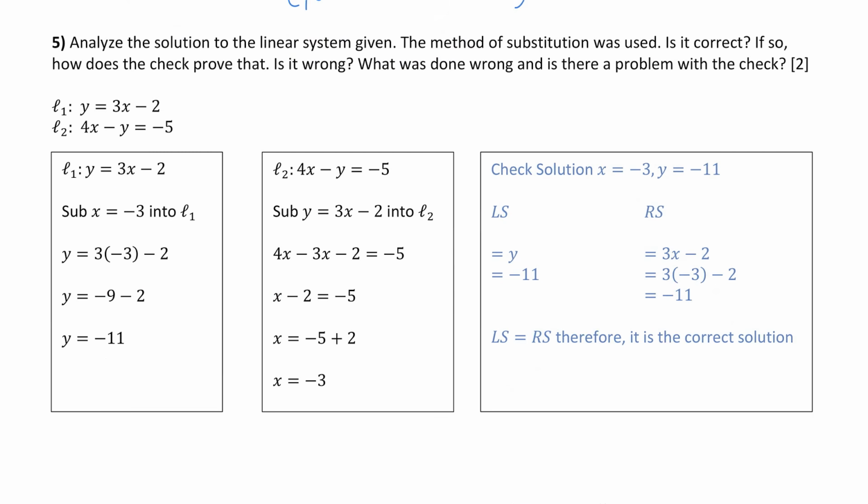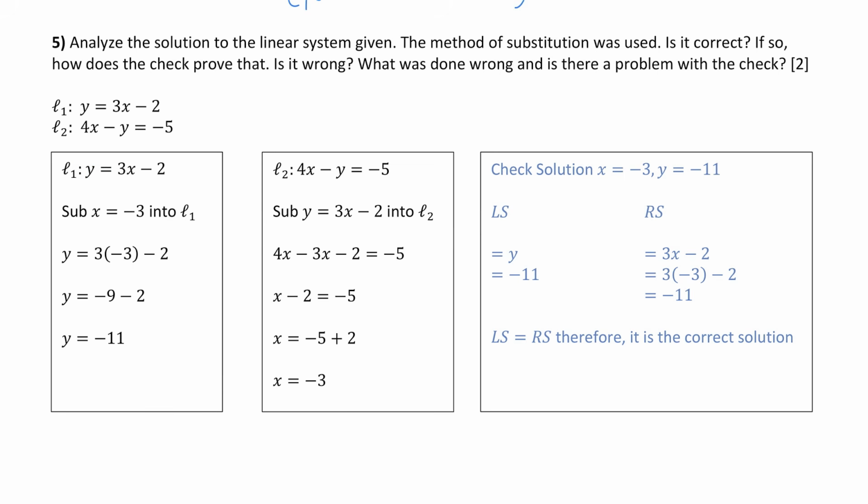Question 5 says, analyze the solution to this linear system. The method of substitution was used. Is it correct? If so, how does the check prove that? Is it wrong? What was done wrong? And is there a problem with the check? So let me just look through what the person did for this method. So they've got the lines written side by side. I noticed that y is already isolated in equation 1.